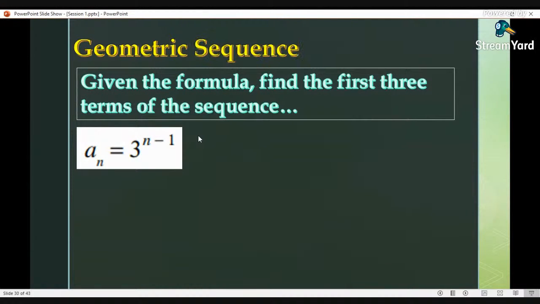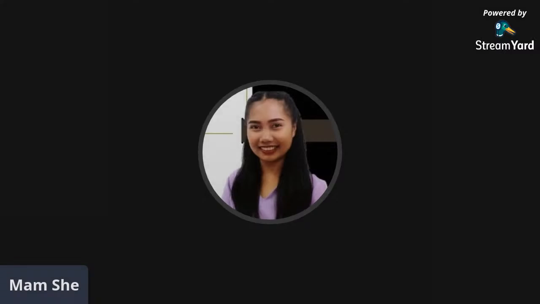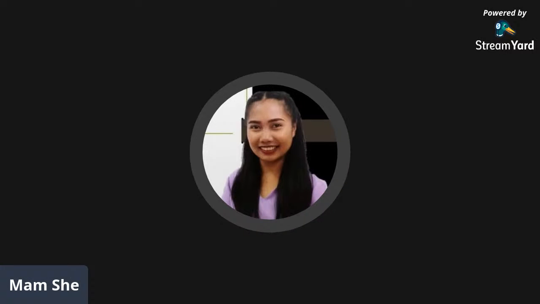Okay, so for this, given the formula, find the first three terms of the sequence. Our formula is a sub n equals 3 raised to n minus 1. All we have to do is find the first three terms. So let's try to solve that.